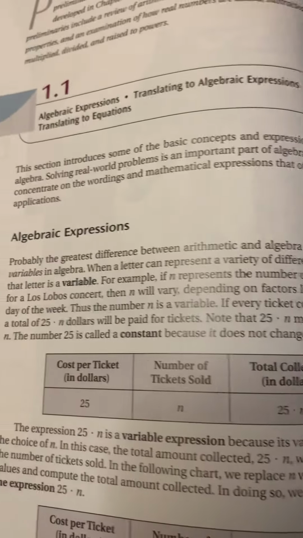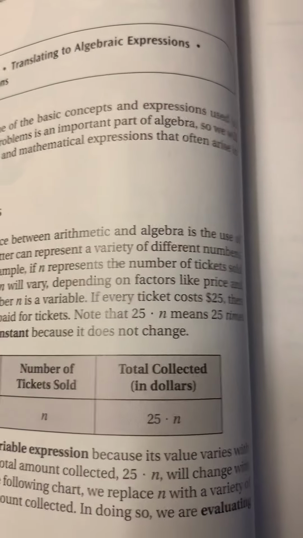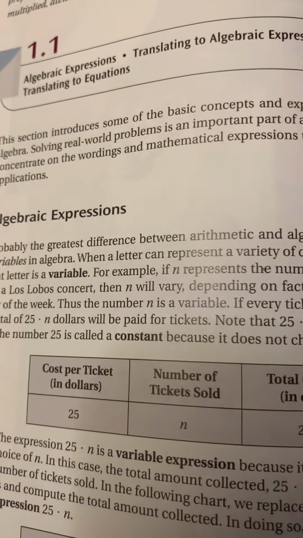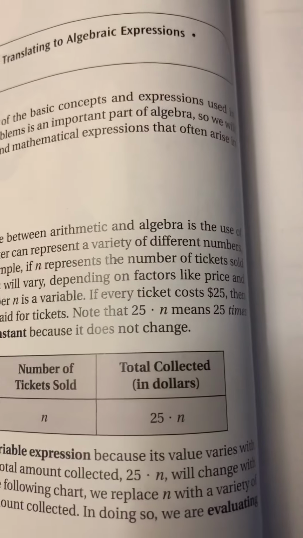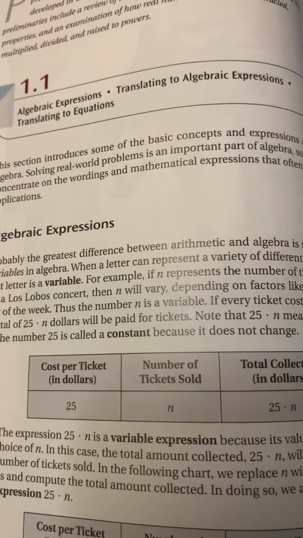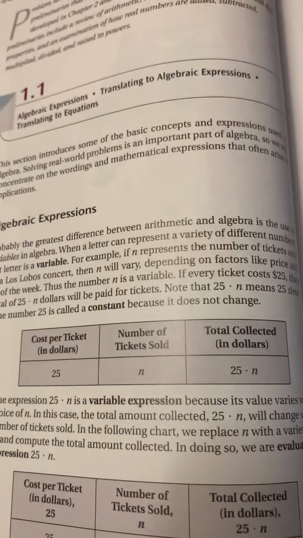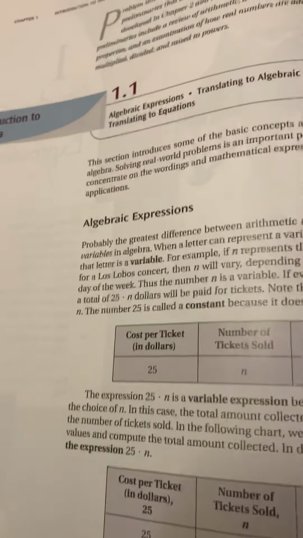Okay, so let's continue reading. For example, N will vary depending on factors like price, the day of the week. Thus the number N is a variable. So there we go. Enough reading from that.